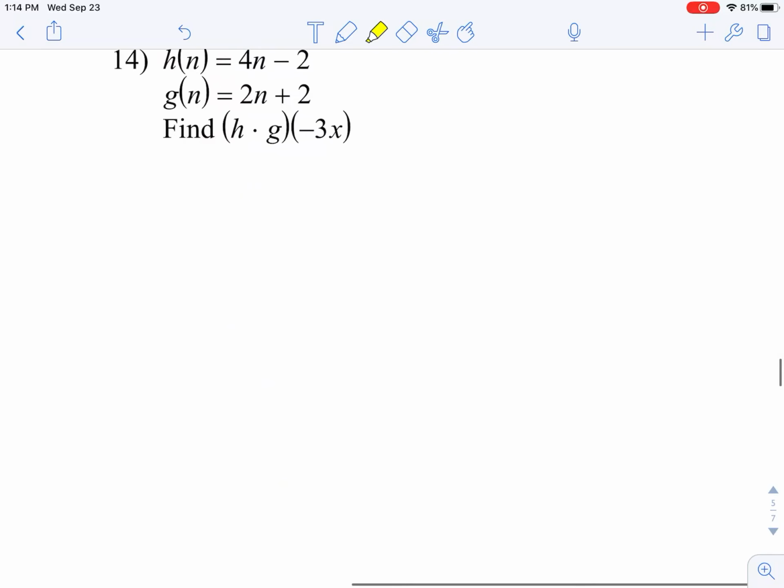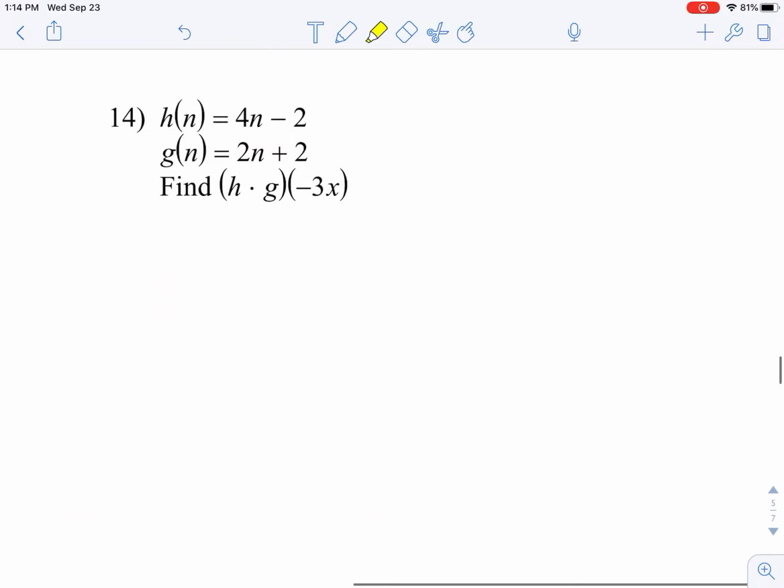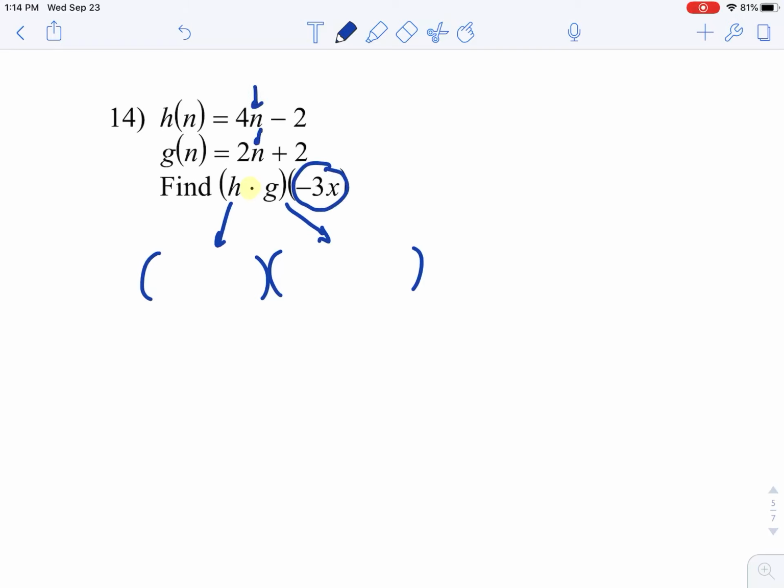All right, number 14. Similar kind of thing. It is a multiply problem. When all is said and done, we are going to be multiplying h times g, but we got to plug a negative 3x into both of these first. So the first one is 4 times negative 3x minus 2, which is negative 12x minus 2.